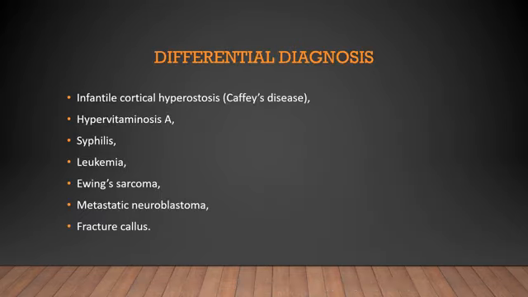And the differential diagnosis. Periosteal reactive bone formation is also seen in other conditions like infantile cortical hyperostosis or Caffey's disease, hypervitaminosis A, syphilis, leukemia, Ewing sarcoma, metastatic neuroblastoma, and fracture callus. So care must be taken to exclude them from the diagnosis.